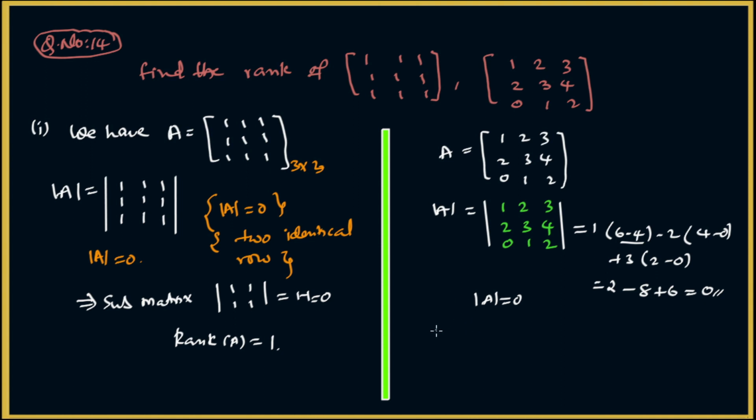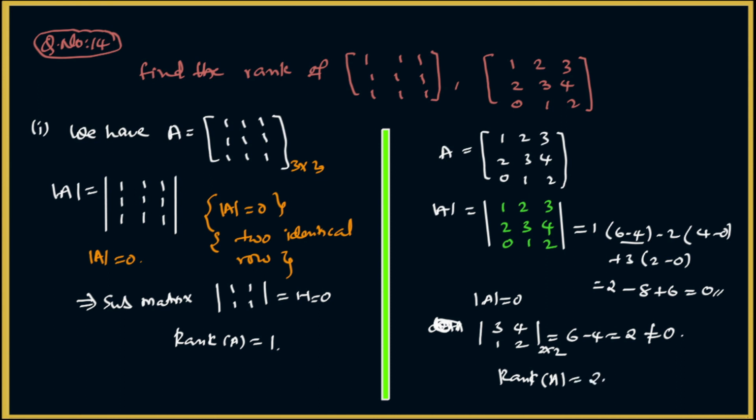Next we have to find the determinant of any 2 by 2 submatrix. After deleting the first row and first column, it will become 3 4, 1 2. 3 2s are 6 minus 4 is 2, which is not equal to 0. So the determinant of this 2 by 2 matrix is not equal to 0. If any one 2 by 2 submatrix determinant is not equal to 0, then its rank is 2. Therefore the rank of A is 2.